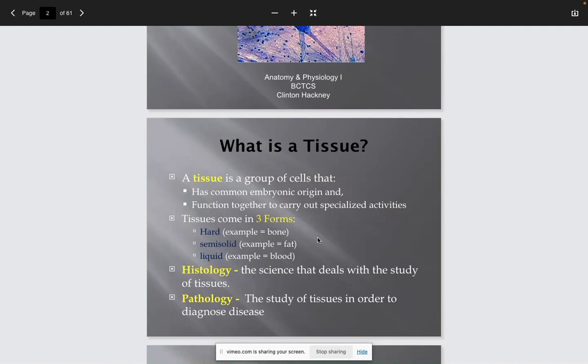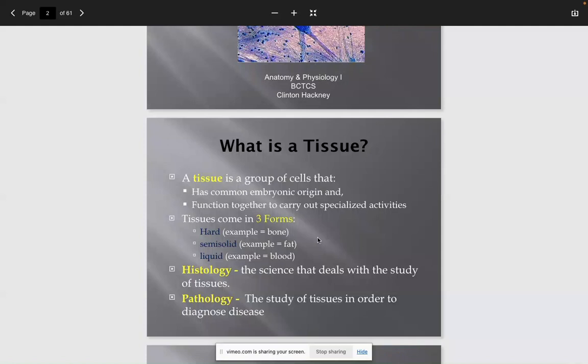It's important to know the three forms of tissues and to be familiar with those. We have hard, semi-solid, and liquid. Again, we said that liquid was the oddball as it's blood. You don't really think about blood being a tissue, but the blood cells are in contact with each other and serve a function of carrying nutrients, gases, and different electrolytes to other specific areas of the body.